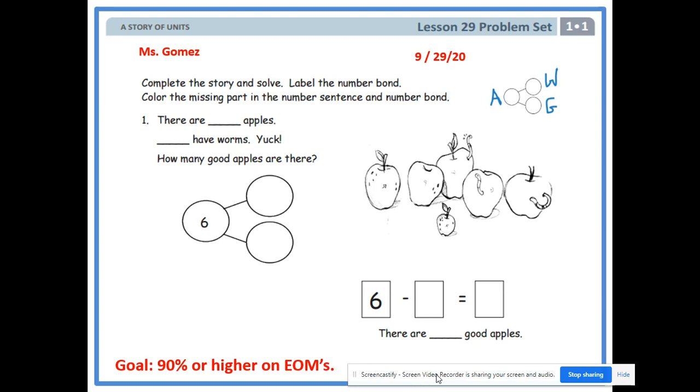At this point, you should have found lesson 29. What you're going to do next is write your name, your date, and your goal. So go ahead and press pause to write your heading and press play when you're ready to continue.